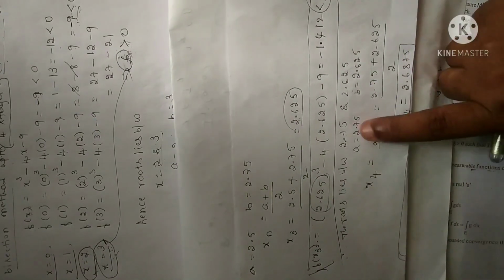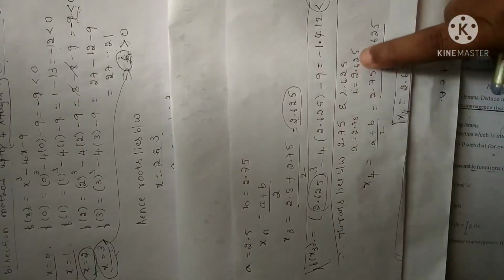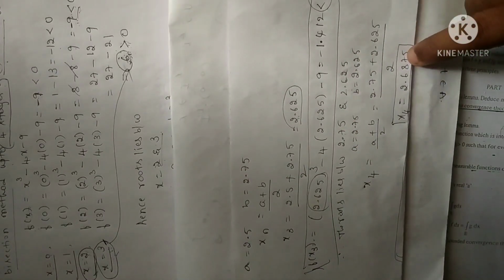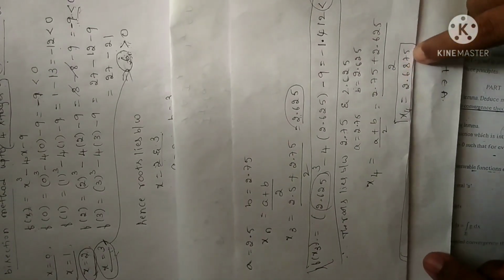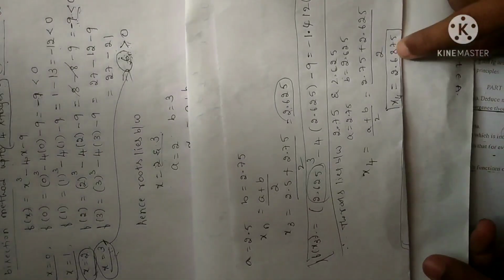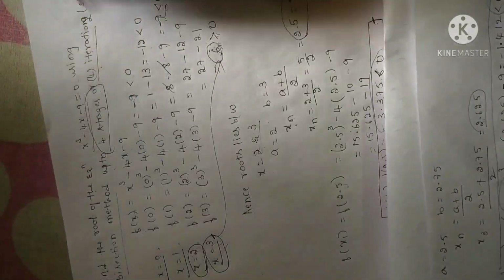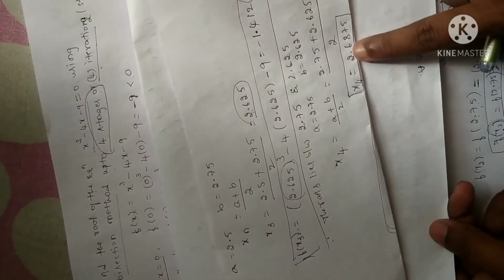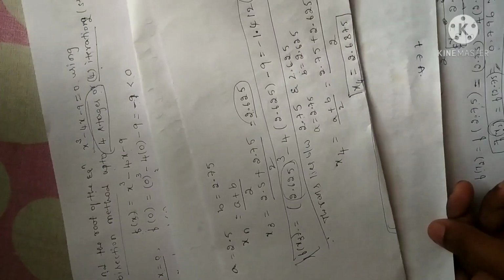So let me calculate the x4 value by taking this as a and this as b. After simplification, I'll get x4 as 2.6875. So since they asked us to find the roots up to 4 stages, let me stop here itself. Therefore, the required root is 2.6875. Hope it is clear for you.